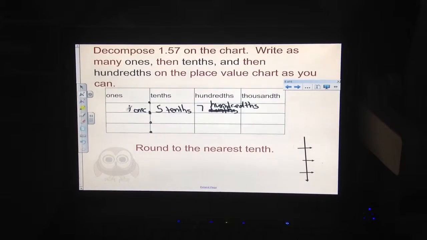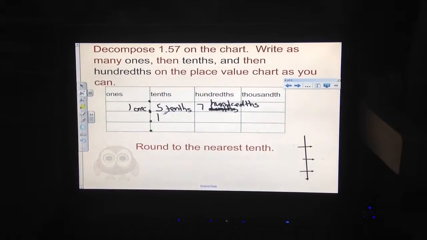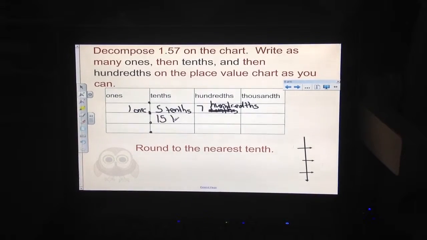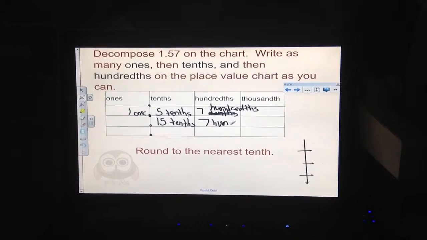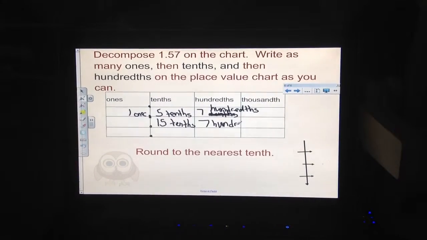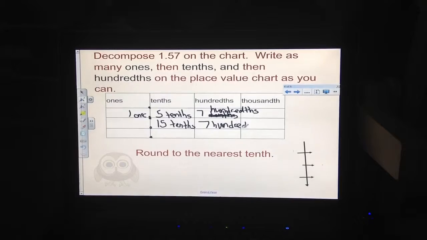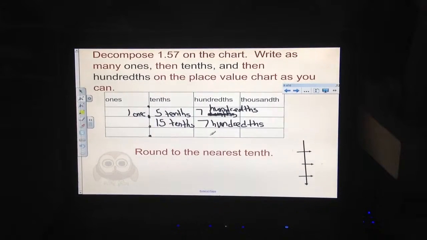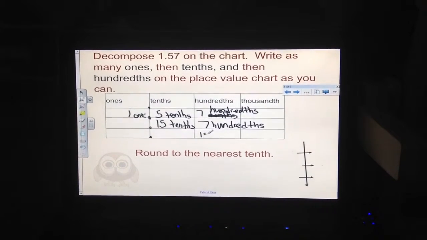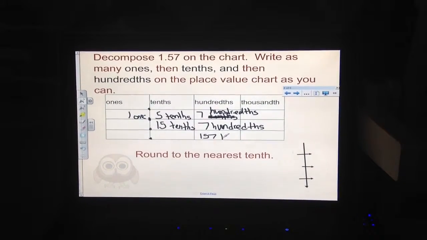So 1, 1, 5 tenths, and 7 hundredths. Now if I want to write it with as many tenths, I could write it as 15 tenths and 7 hundredths. And then if I want to write it with as many hundredths as possible, it would be 157 hundredths.